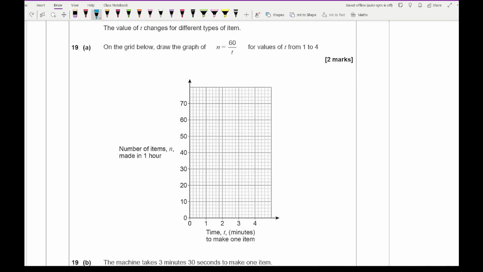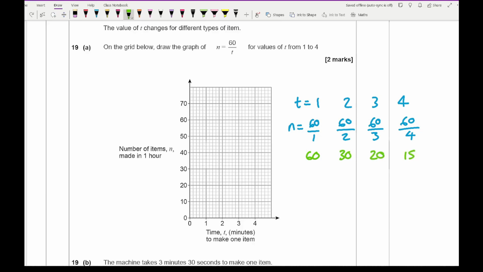Well, for the first point, when t equals 1, 2, 3, 4, then n is going to equal 60 over 1, 60 over 2, 60 over 3, and 60 over 4. Now those values: 60 over 1 is 60, 60 divided by 2 is 30, 60 divided by 3 is 20, and 60 divided by 4 is 15.